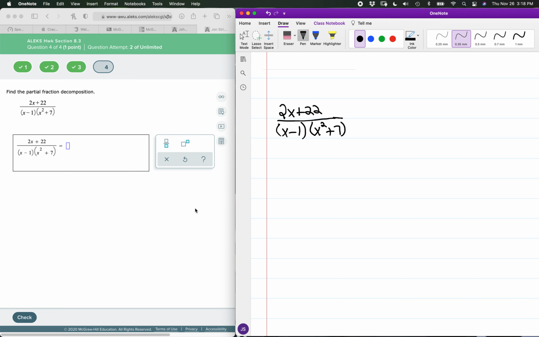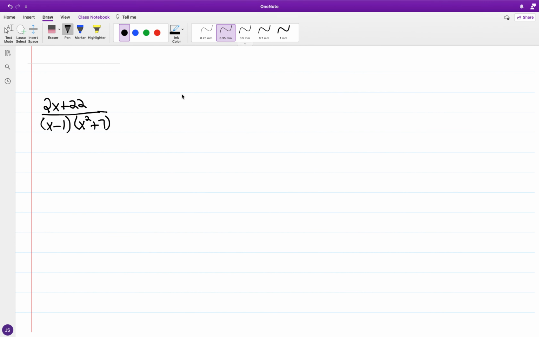Okay, for the next ratio, we have 2x plus 22 all over x minus 1 times the quantity of x squared plus 7. If I write this in terms of partial fraction decomposition, the general setup is a over x minus 1. Now for x squared plus 7, this is what is referred to as a quadratic factor. That is a factor of second order, like in the case of the sum of squares, which cannot be factored. And for quadratic factors, I want to maintain a 1 degree difference between what is in the denominator expression and what will be in the corresponding numerator.